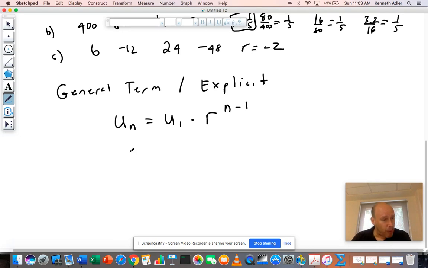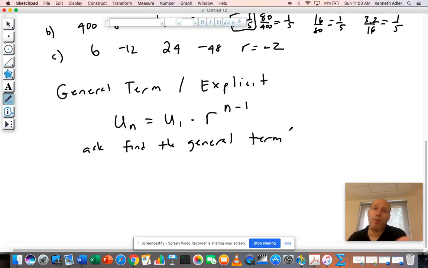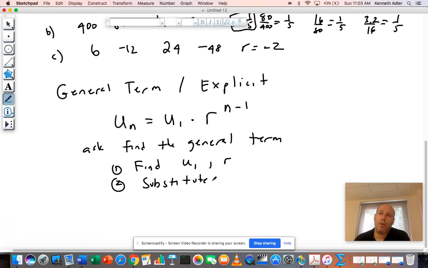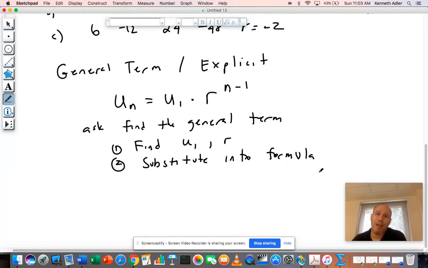So, for example, they ask, find the general term. That simply means come up with a formula. So the question is, how do we find the general term? First, find u of 1 and r, and then second, substitute into the formula. That's it. So let's do an example.